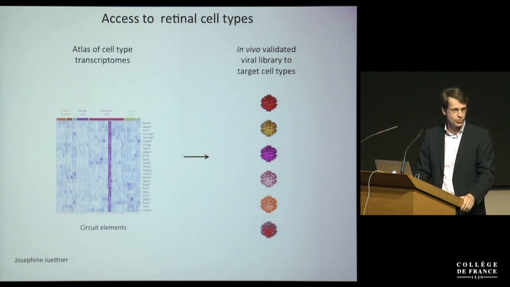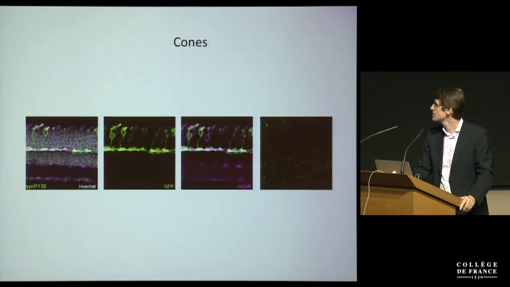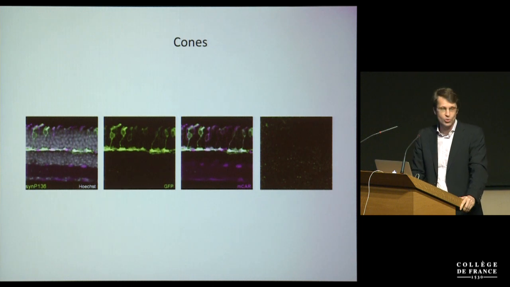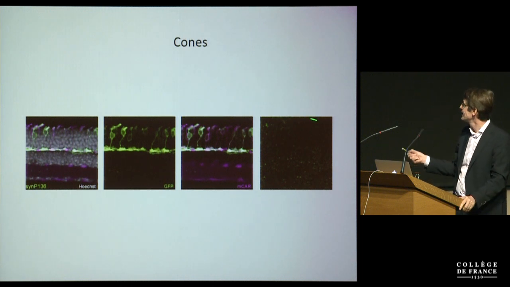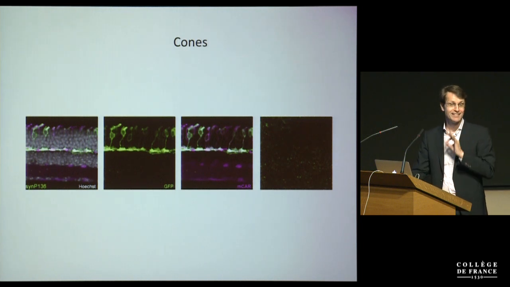I'd like to show you some examples of how cleanly we can target a cell type with a single injection in mice. For example, here we wanted to target cones. This is a promoter that labels essentially 80% of the cones specifically, with a single injection, for the rest of the life of the mouse.